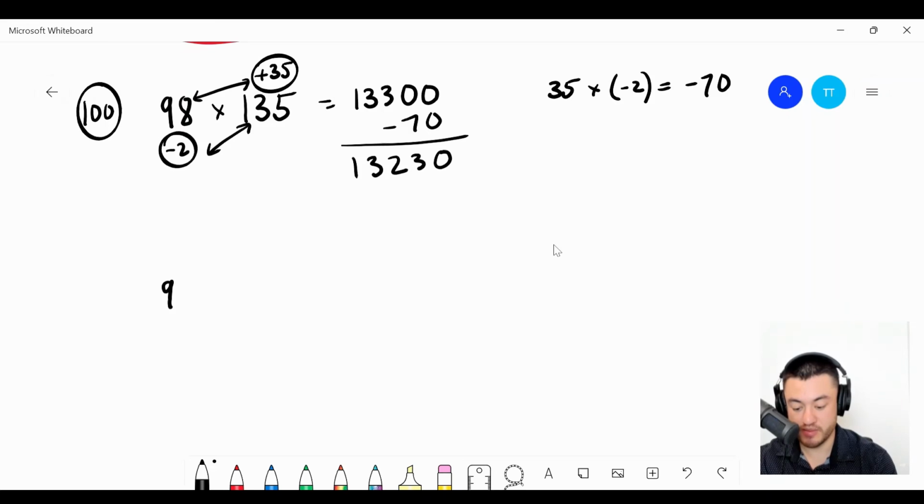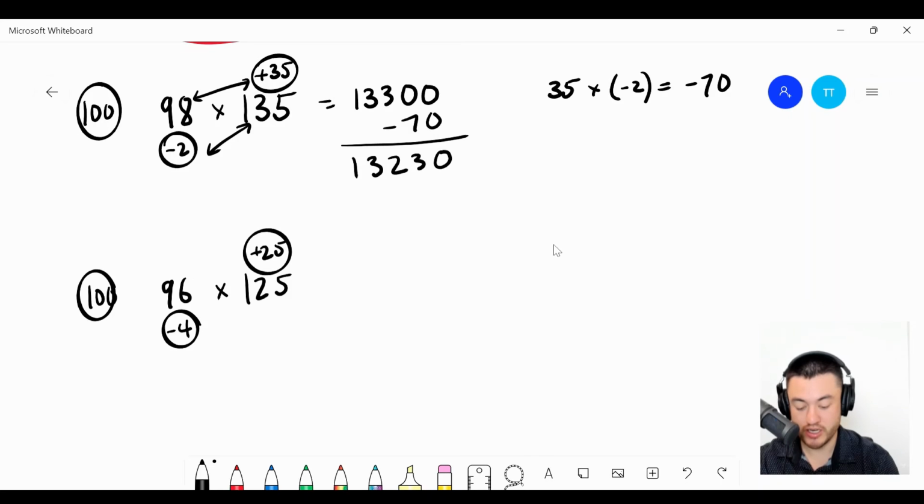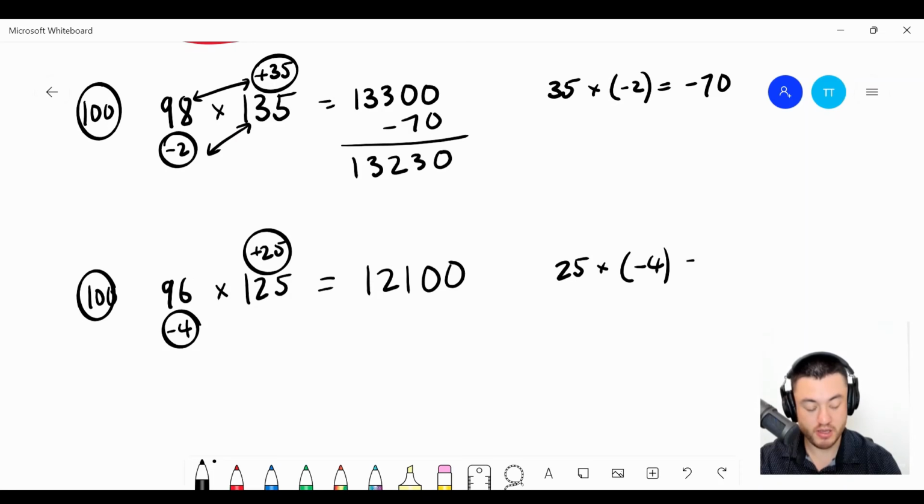So next example, let's say we have 96 times 125. So 100 is our reference. This is 4 below, and this is 25 above. Okay, diagonally, 125 take away 4, that would be 121. Multiply by the reference number, 2 zeros. I'm doing now 25 times negative 4. So remember, this is all happening mentally. That will be minus 100. So that one's a nice, easy one. Taking 100 away, leaving us with 12,000 exactly.